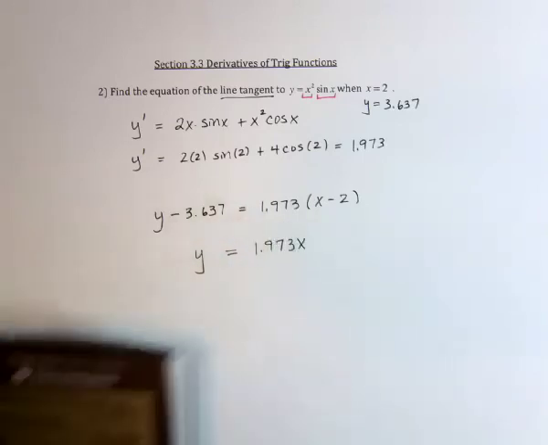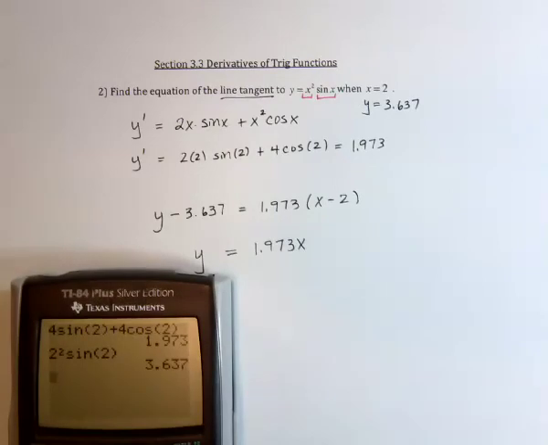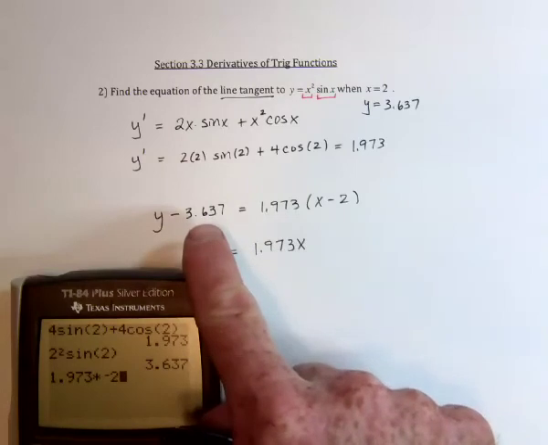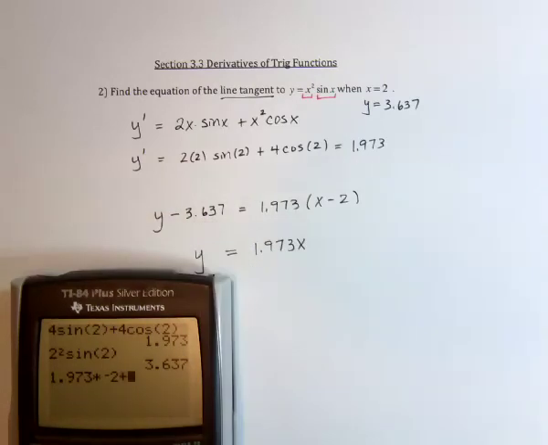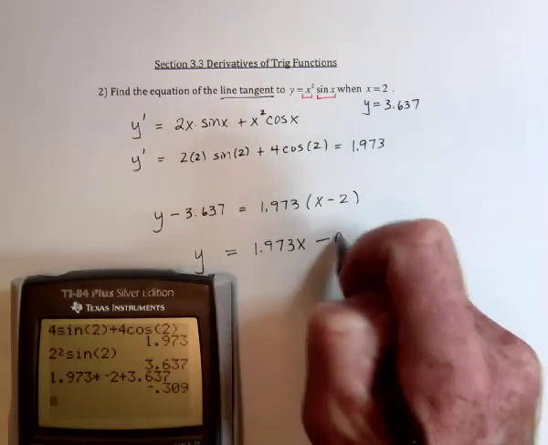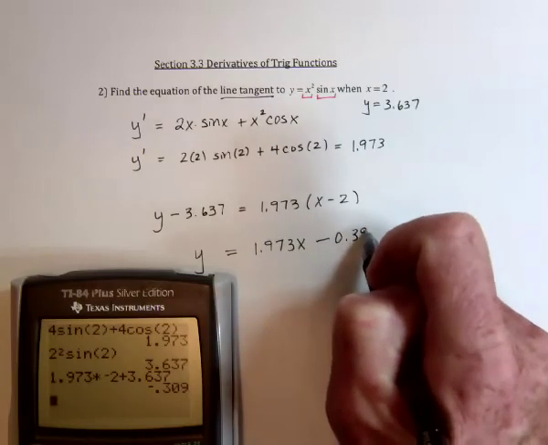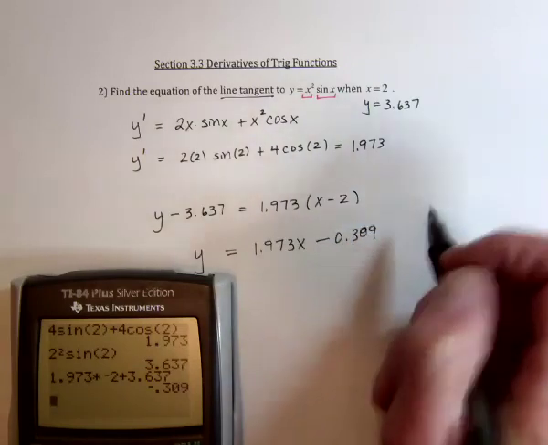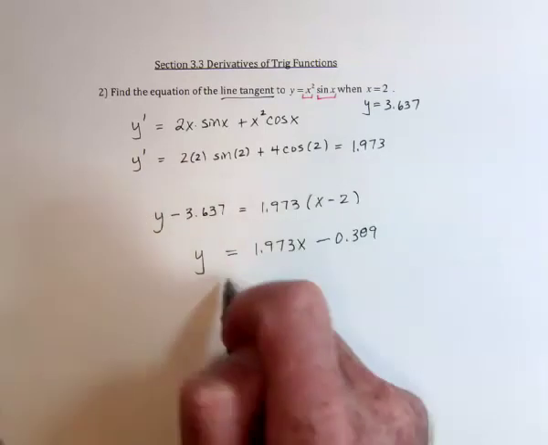And then for the last part, we would have 1.973 multiplied with a negative 2. And then this, we would need to add to both sides. So add 3.637. All right.